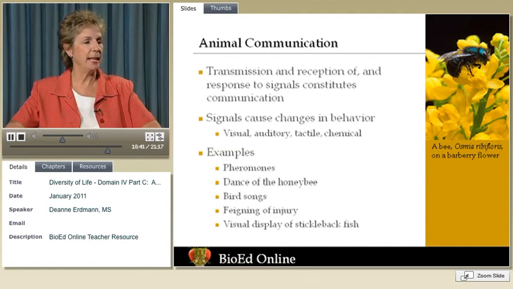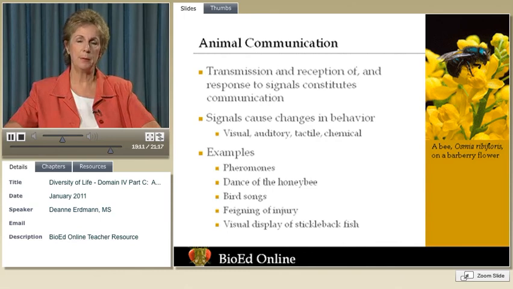Another visual display is that of the stickleback fish. Another Nobel laureate, Nico Tinbergen, worked with stickleback fish. And what they have, the male, during breeding season, develops a red underbelly. And if another male enters or comes close, just the sight of that red underbelly will spark defensive, aggressive behaviors, and he'll run the other guy off. But a female is attracted to this red belly, so that's the first visual display.